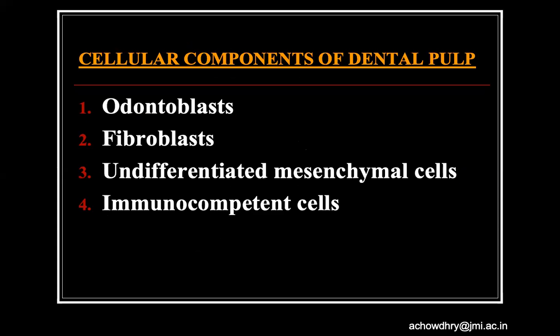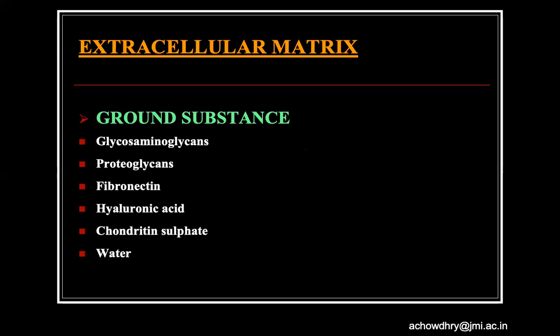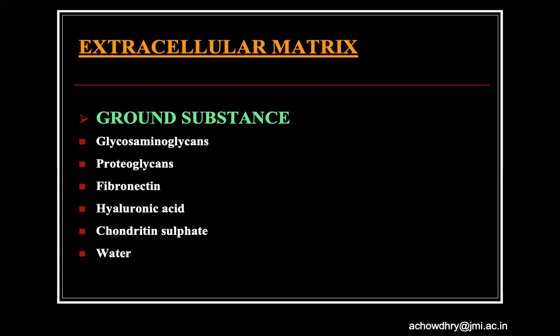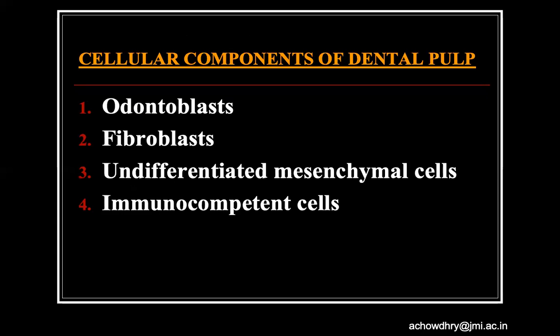Talking about cellular components of pulp, we had discussed that there are collagen and ground substance in the extracellular, and now in the cellular components, what you have is odontoblast, fibroblast, undifferentiated mesenchymal cells, and immunocompetent cells. Everybody's understanding? Guys, just type on the chat if you're understanding everything. If you want me to stop anywhere, just put your query so that I can go back.